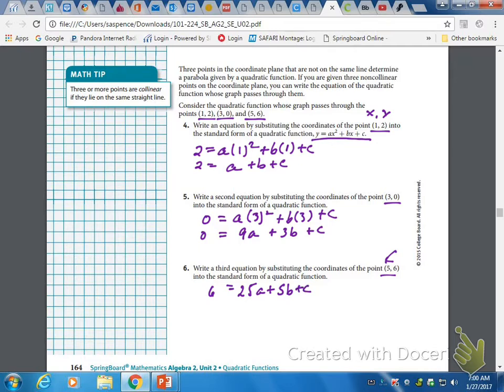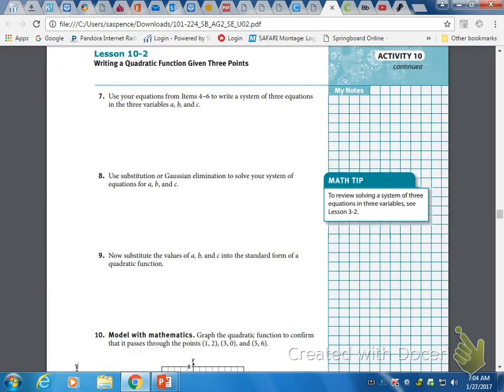So now, if you look and see what we have, I'm going to come back up here. We actually have 3 different equations, 3 equations and 3 unknowns, which are our a, b, and c. So what we're going to do now is go to our calculators and set up a matrix. So go over to the next page.